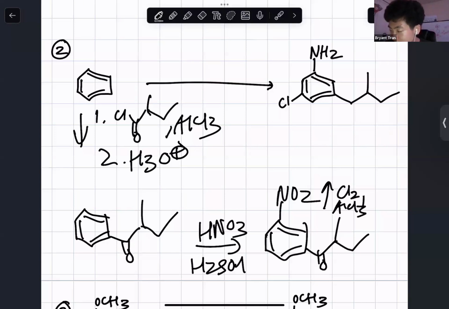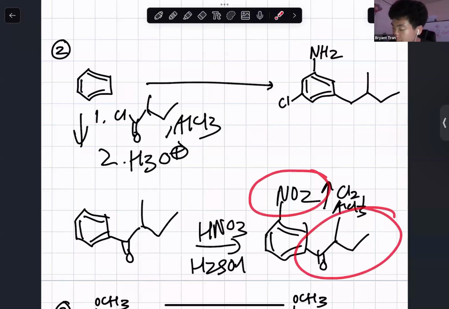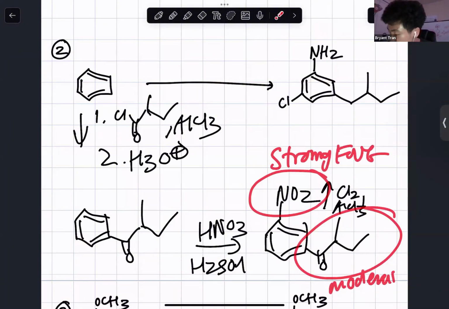But here's a conceptual point. What would be the directing group here: the strong EWG NO2 or the moderate EWG carbonyl? Moderate EWG, yes. It's not going to be the strong EWG because the strong EWG deactivates the ring so much. We want to choose the group that does not deactivate the ring, the group that activates the ring more. So it's going to be the moderate EWG.